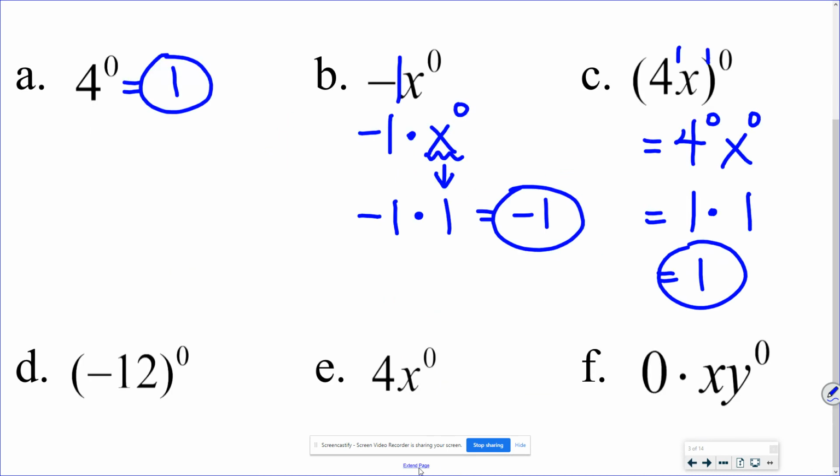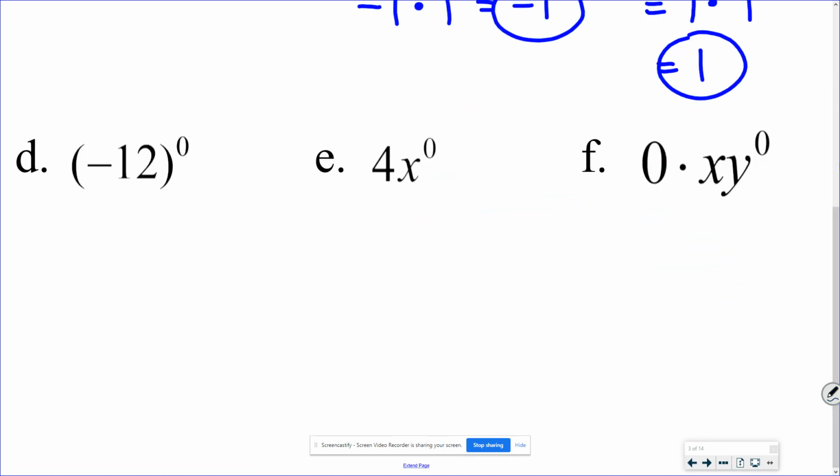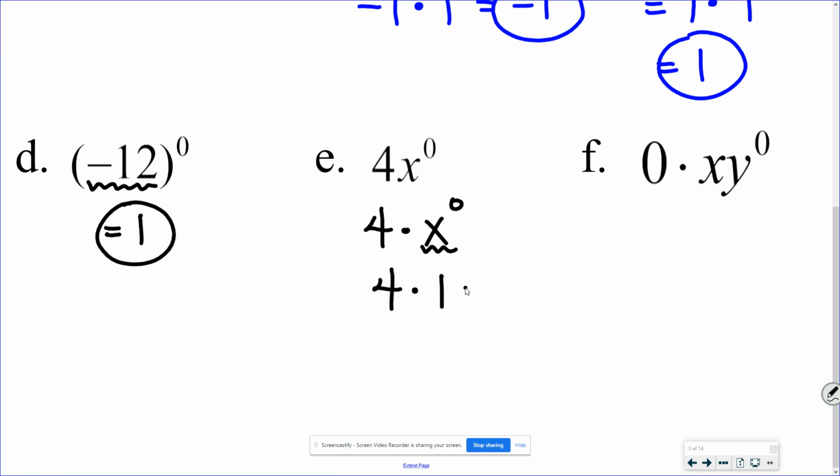Okay, a couple more. What about example D? Example D, -12 is being raised to the 0 power. That means that that is equal to 1 because this whole number is being raised to the power. With E though, see how there's no parentheses on this one? So what's happening with E is we need to look at this as two separate components, the 4 and then x to the power of 0, and then analyze. So x to the 0 power equals 1, but I still have this 4 that I would need to multiply by to get my solution.